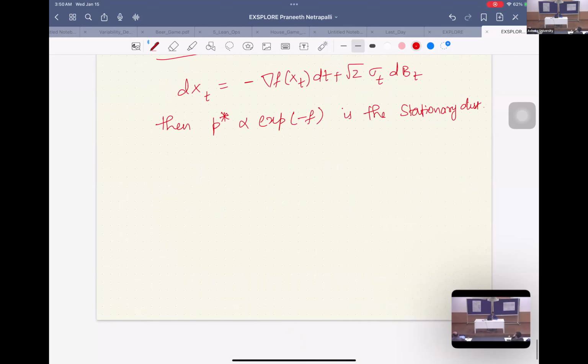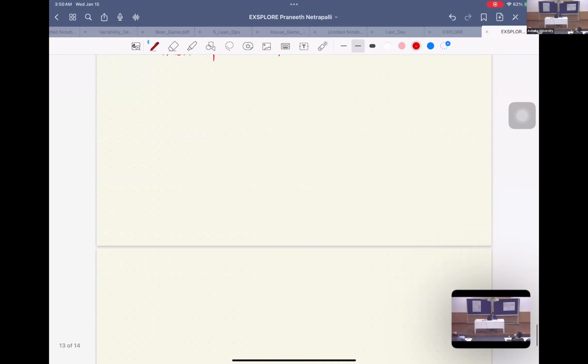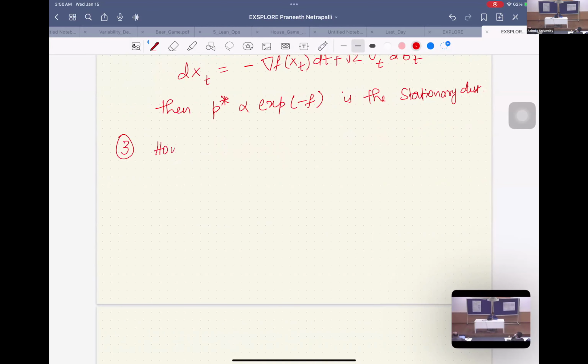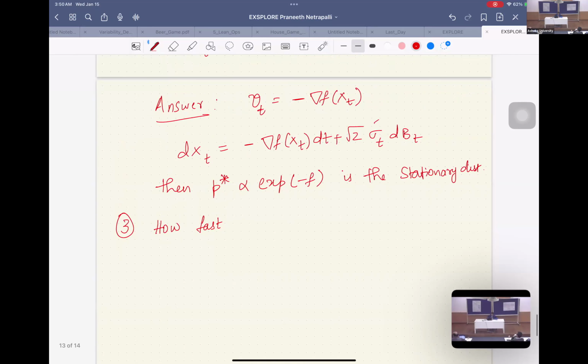So now, how fast does this converge? Maybe sigma t is equal to 1, let's say. So sigma t has to be equal to 1, sorry. Otherwise you'll have some other point; there is no time independence otherwise.